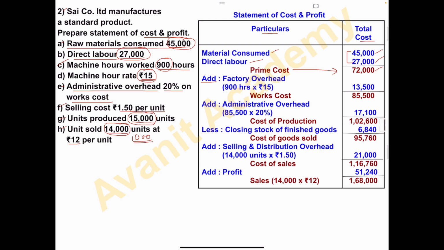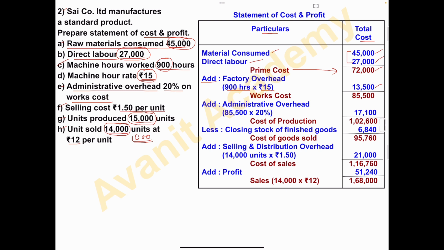So right here add factory overhead. This machine worked for how many hours? 900 hours. And rate per hour, rupees 50. So we have to calculate the total hour rate. That is 900 hours. Do this calculation, showing in bracket 900 hours into rupees 50, and the total is 13,500. So the factory overhead amount is 13,500.